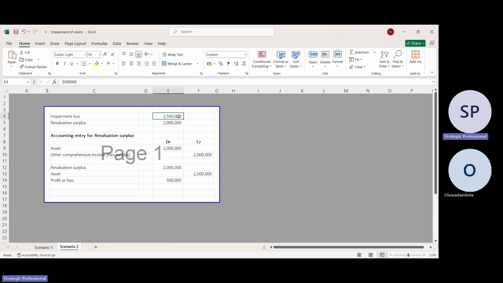If I change this amount, let's change it to 2 million. If it is 2 million, this will change. We will debit valuation surplus with 2 million, credit asset with also 2 million. You're not taking anything to POL. You understand? Yes. So when there is an excess in the value of the impairment, that's when we take it to POL. Yes.